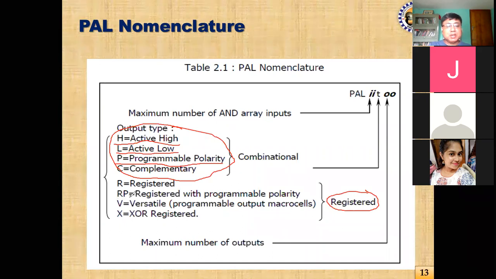Similarly, if it is RP, it is registered with programmable polarity, so the output can be active high or active low. Versatile means there is a provision of a macro cell. Macro cell I will make you understand in a short while. And finally, XOR registered: here a flip-flop will be there with the provision of an XOR gate, which will be required for certain applications. Okay. So I hope you are able to understand. I will proceed to the next one.